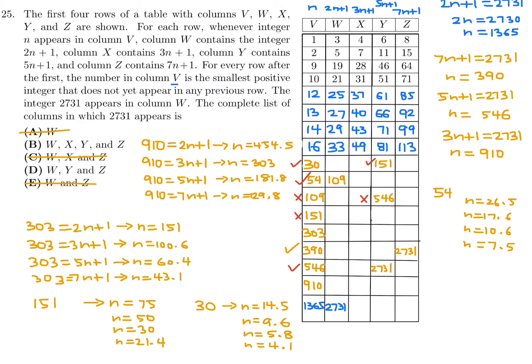If 151 cannot appear in the V, then that means that when you take the 2n plus 1 of it and made 303, the 303 will never happen there because 151 couldn't be placed there, so you're not going to get that 303 there. So since 303 cannot go there, it can go here. It can eventually end up in the V column. If 303 ends up in the V column, then the 3n plus 1 will be a 910, which is right here.